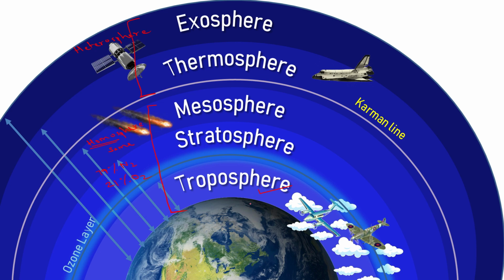Fine. Very significant points. Now tell me at which layer we'll have the coldest temperature ever. Exosphere, ma'am? Troposphere, ma'am? No, it is the mesosphere, the coldest. It goes around minus 100 or something. Close to minus 100. So this layer, the mesosphere, is the coldest.